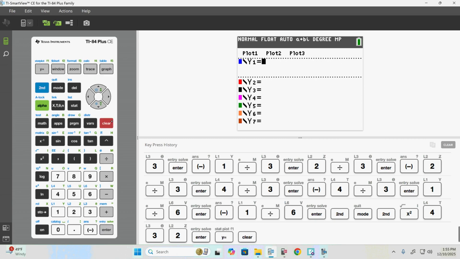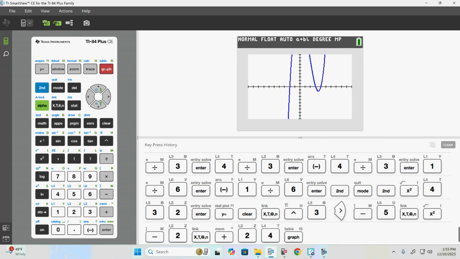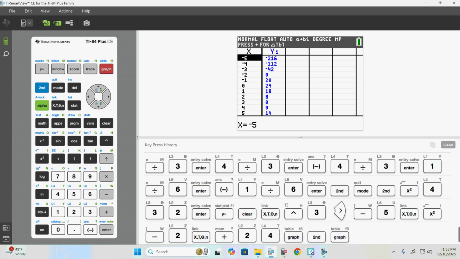So if we grab the graphing calculator and type this in, x cubed minus 5x squared minus 2x plus 24. We type it in and hit graph. This actually has 3 nice zeros, -2, 3, and 4.